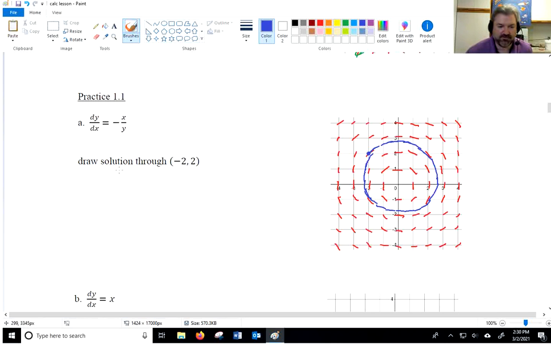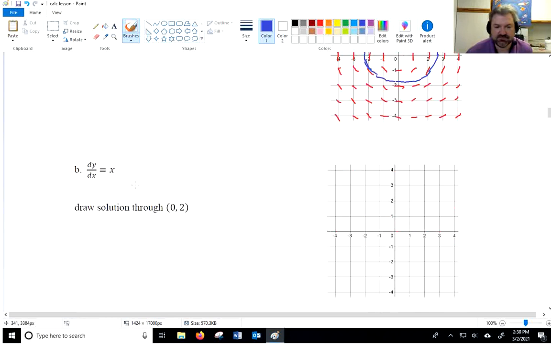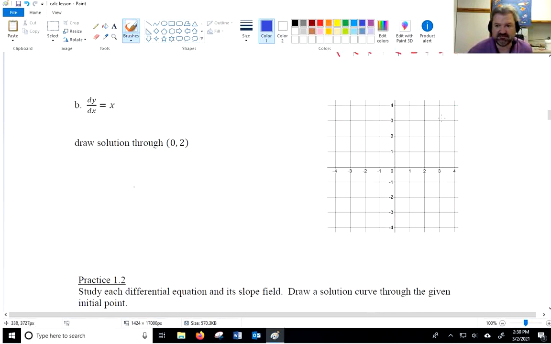Okay, what about the next one? dy/dx is equal to x. So when x is equal to 0, again, I start by thinking about that. When x is 0, I have a horizontal slope. So all of these are horizontal slopes. When x is equal to 1, I have a slope of 1.